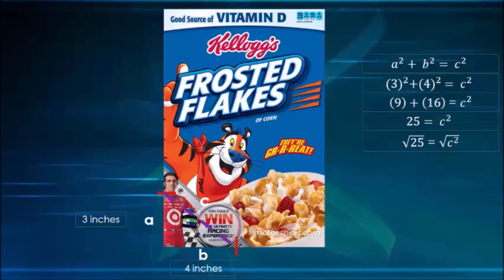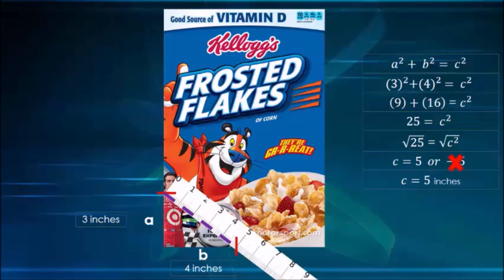Now our next step is to take the square root of both sides. However, we're going to run into some complications because c can equal 5 or c can equal -5. So what do we do? If we recall, c refers to the measurement of a side of this triangle. Since we cannot have a negative measurement, it cannot be -5. Therefore, c has to equal 5 inches. Now we can double check this by placing our ruler on our cereal box and seeing if it actually measures out to be 5 inches.